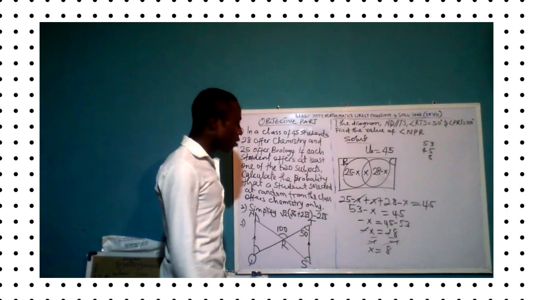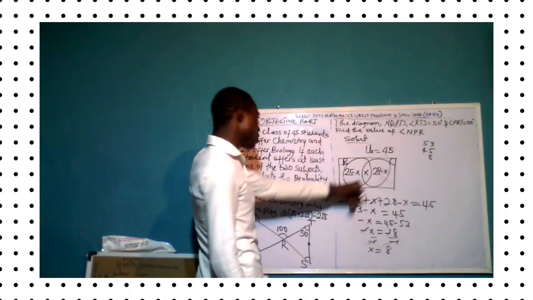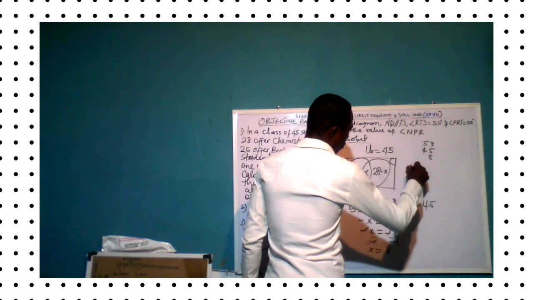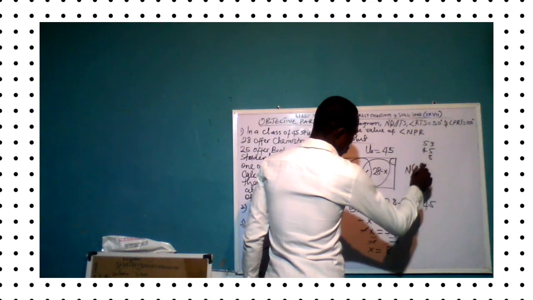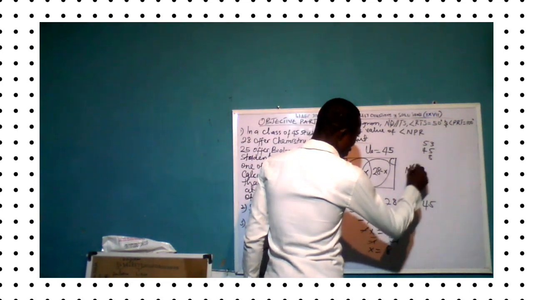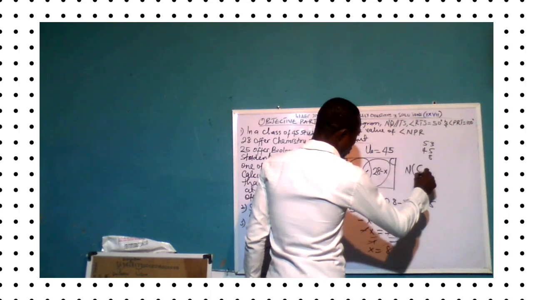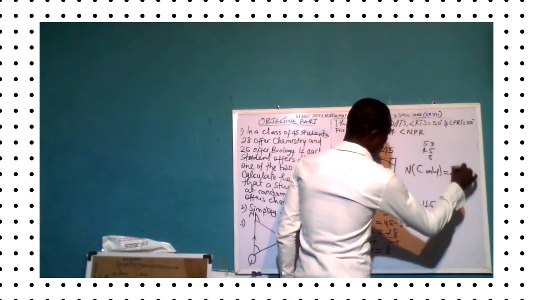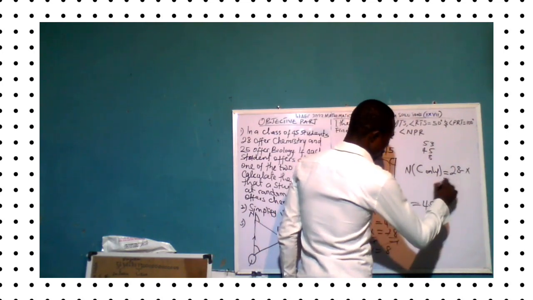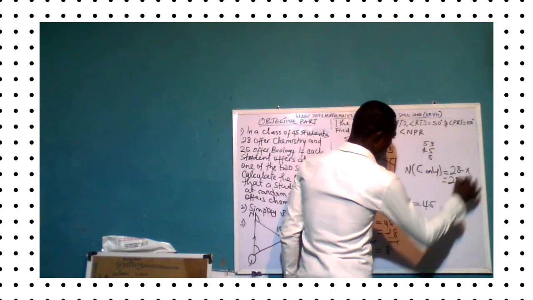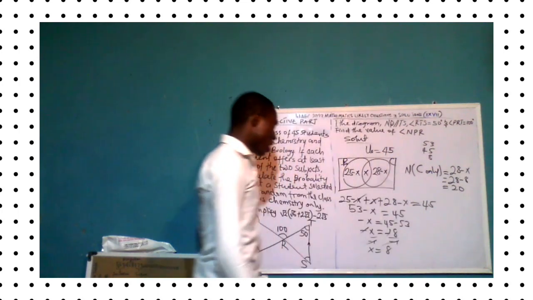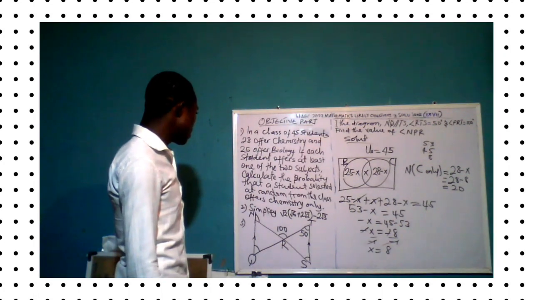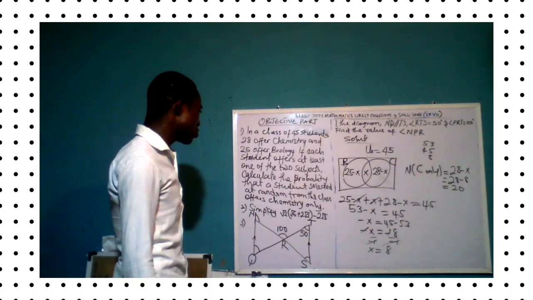From this information, you can now calculate the number of students that offer chemistry only. We denote students that offer chemistry by C. The number of C only will be equal to 28 minus X, which is 28 minus 8, that's 20. And with that, we are asked to find the probability that a student selected at random from the class offers chemistry only.